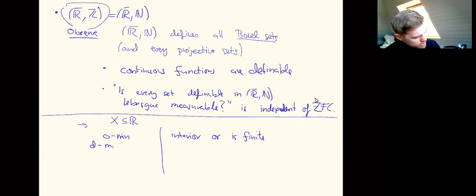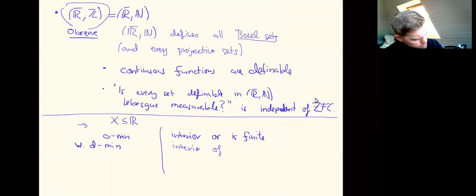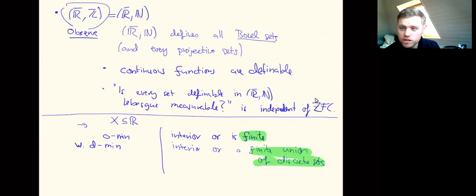Then weak d-minimality, if you want, says the set either has interior or is a finite union of discrete sets. What we're doing here is keeping the statement on the left and adding some kind of condition of smallness. With o-minimality the smallness was just finite, and we go to the slightly larger thing, which is a finite union of discrete sets.